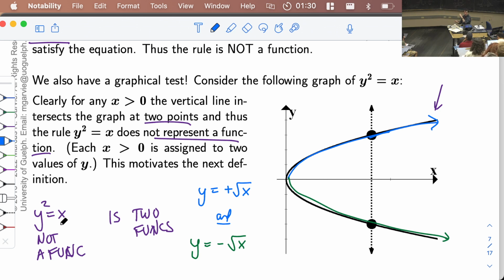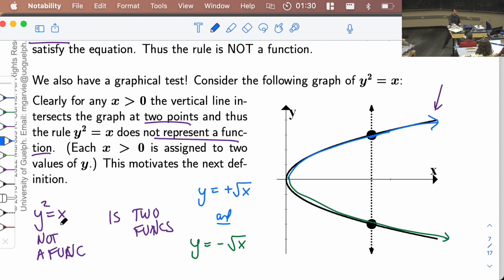Okay, so that's the vertical line test, splitting things into two. This is essentially the most basic things you need to know about functions. We're going to do one more example today. Any questions or comments here about the vertical line test or anything else?